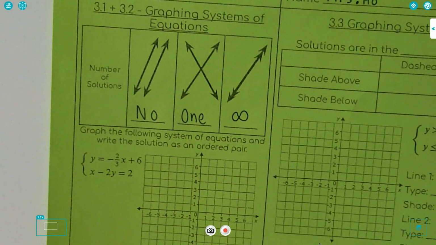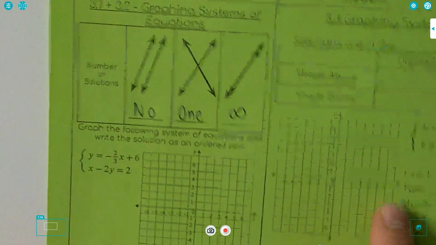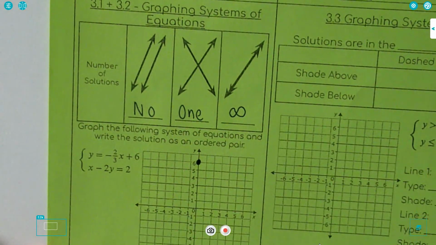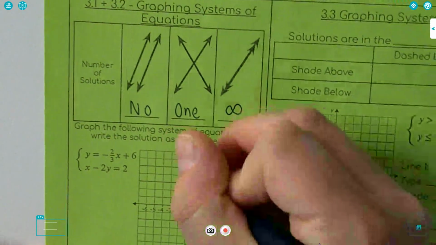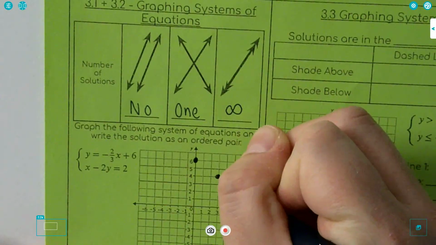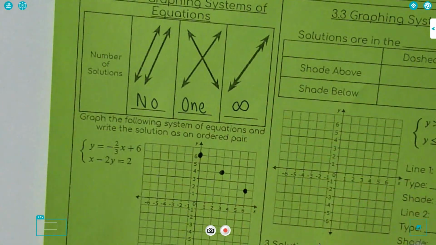For y equals negative 2/3 x plus 6, we're going to start at our y-intercept of 6. We're going to graph negative 2/3. So we'll go down 2, right 3, down 2, right 3. Go ahead and connect those.